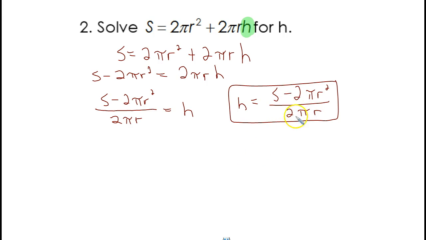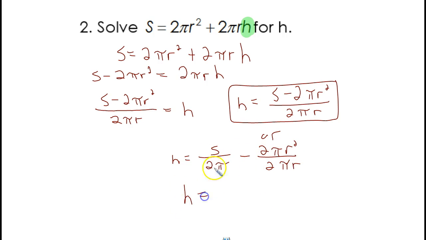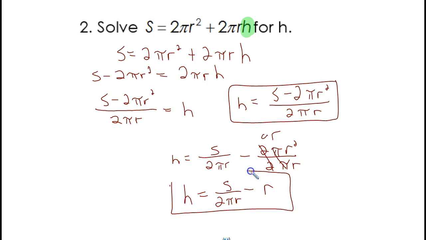Now, it is possible to break this into two fractions. So we could say that h is equal to s over 2 pi r minus 2 pi r squared over 2 pi r. And if we were to break this apart, the s over 2 pi r cannot reduce anything. But we can see with this fraction on the right, the 2 cancels out, the pi cancels out, and r squared divided by r doesn't completely cancel out, but one of the r's does, leaving behind an r. So this would be an alternate possible solution.